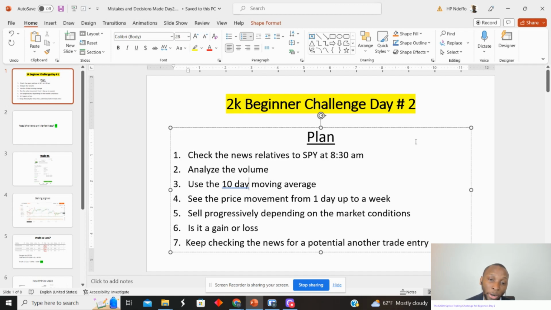That is a foreign term for me because I'm a beginner. I will be selling at 3 different opportunities, because I have 3 contracts, remember. I will tell you whether it's a gain or a loss: am I making any money or losing any money, and how much? Keep checking the news for potential order entries that day.